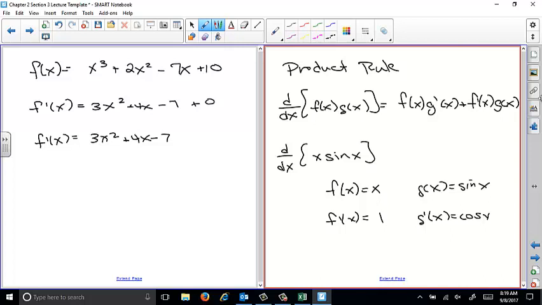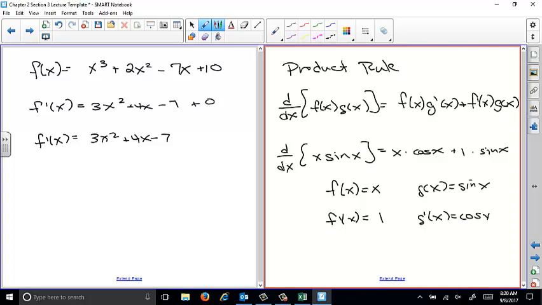So to find the derivative of this, you just plug the things in you've got here. So f of x was x times g prime of x, which is the cosine of x, plus f prime of x, which is 1, times g of x, which is the sine of x. So if you set it up this way, you're just kind of cross-multiplying: you take the upper left times the lower right, plus the lower left times the upper right, like that. That's the product rule.